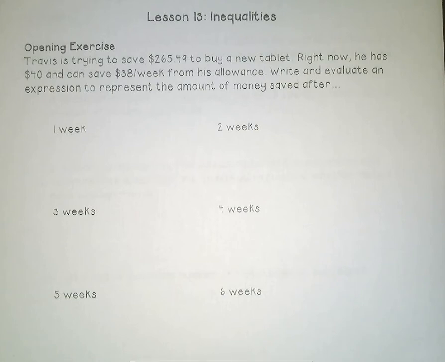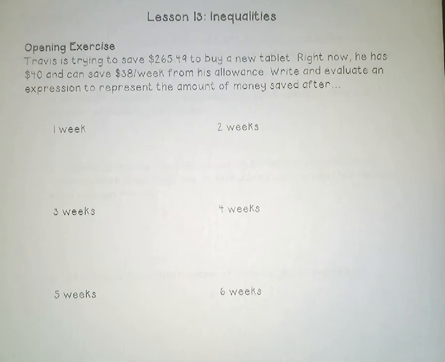Travis is trying to save $265.49 to buy a new tablet. Right now he has $40 and can save $38 a week from his allowance. Write and evaluate an expression to represent the amount of money saved after 1 week and up to 8 weeks.